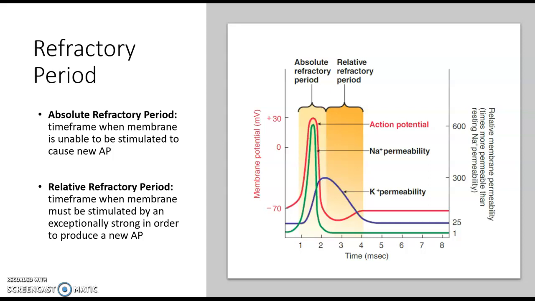However, this is when that area of membrane is hyperpolarized, so it's been moved farther away from that action potential threshold that must be met in order to propagate a new potential. So it has to be a very strong stimulus in order to get that area of membrane to propagate an action potential.